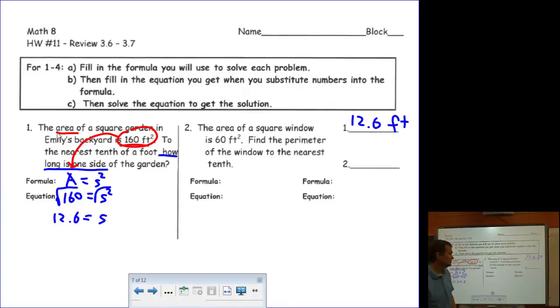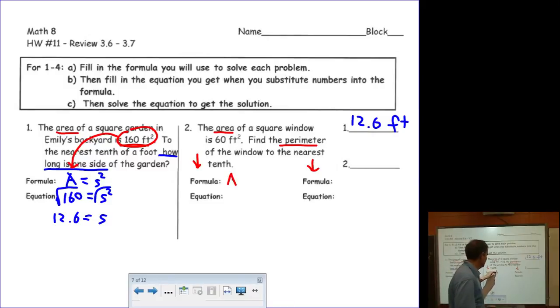Problem 2. The area of a square window is 60 square feet. Find the perimeter. Well, I know that there is no formula that goes straight from area to perimeter. So this one's going to take 2 steps. First, I need to use the area to get the side length. Then I'll use the side length to get the perimeter.